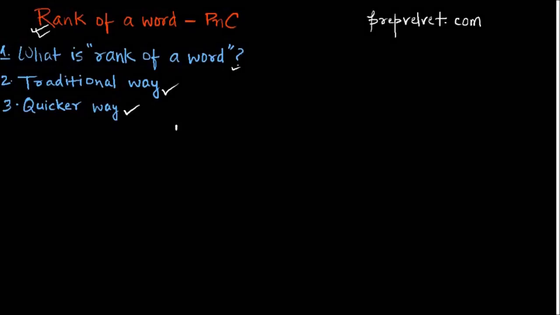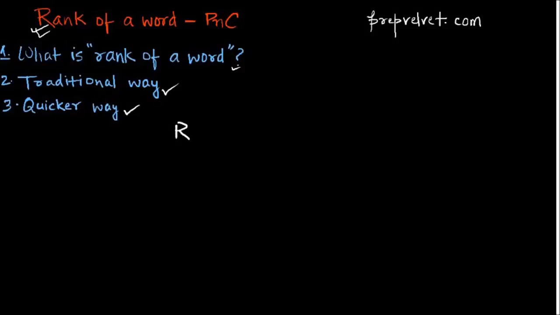Now let's move on to the second topic, traditional way of finding rank of a word. Let us say we need to find the rank of the word Rahul. What's the traditional way of doing this? First, arrange Rahul in alphabetical order. It will come out to be A, H, L, R and U.